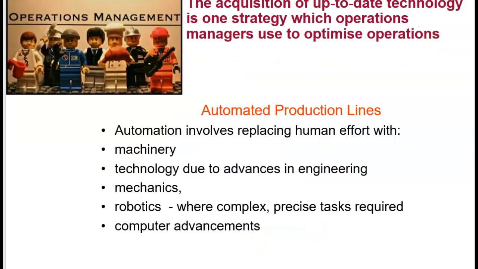Right, so automated production lines, what are they? Pretty simply, they involve replacing human effort with machinery and technology, due to advances in engineering, with mechanics or with robotics where complex, precise tasks are required, or with computer advancements. So that's what automated production lines are. They're the replacement of human effort, essentially, with machinery.